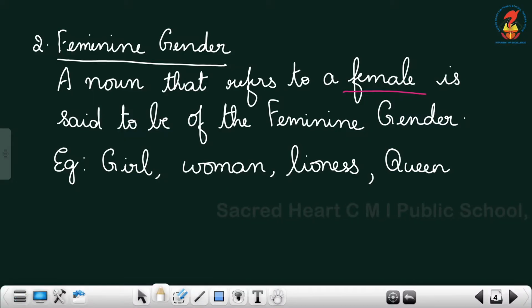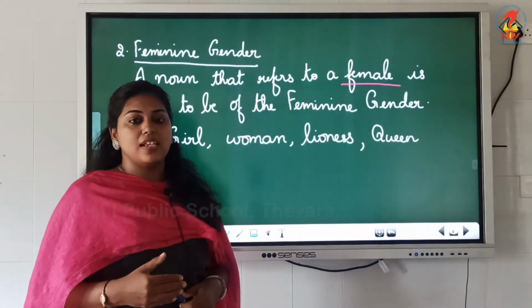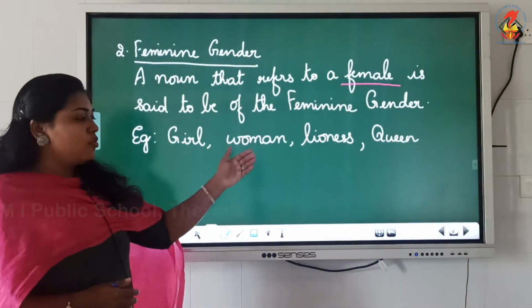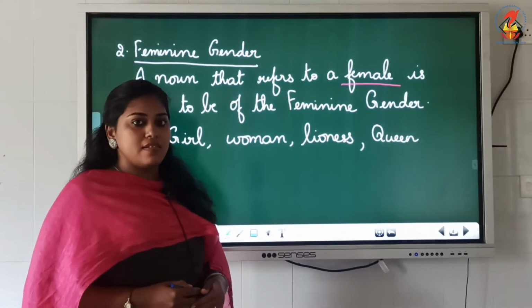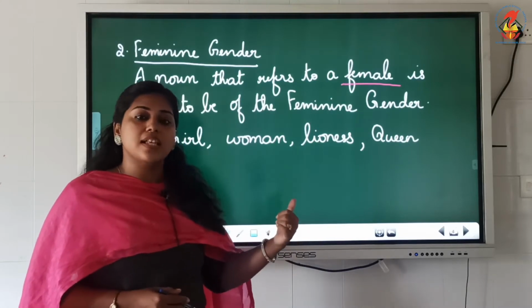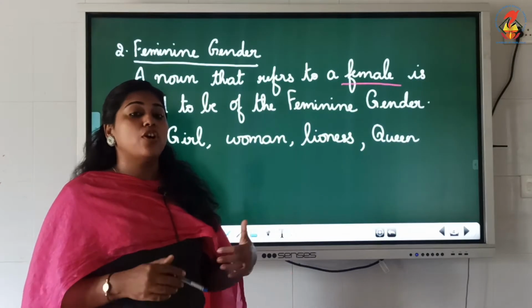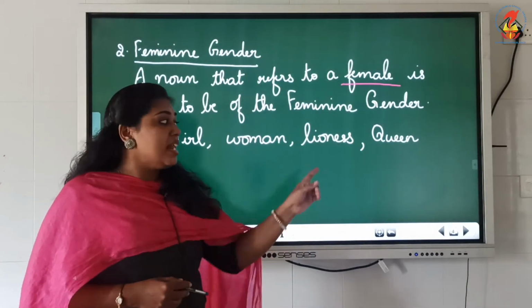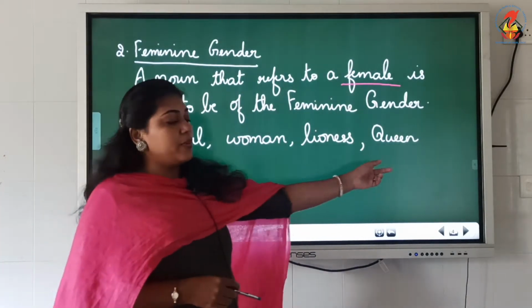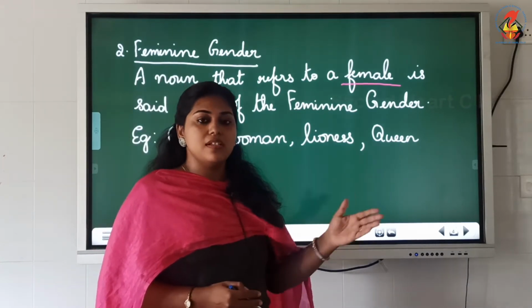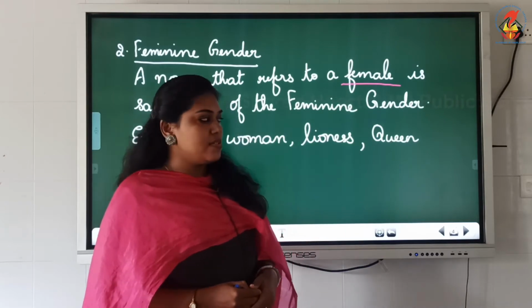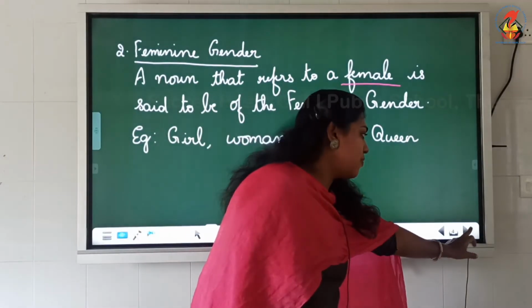Example, girl. Girl is a female version, right? So we call it feminine gender. We say the gender is feminine. Woman, female version. So we call it feminine gender. Lioness. In the previous slide we saw lion is said to be masculine gender, and what do we call the female version of lion? Lioness. Then queen. Queen also refers to a feminine gender because it is a female category. So this is what you mean by masculine and feminine gender.